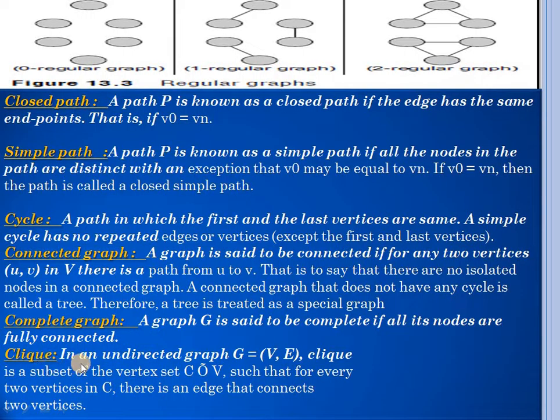Then clique. In an undirected graph G(V, E), V is a set of vertices and E is a set of edges. A clique is a subset of vertices C such that for every two vertices in C there is an edge that connects the two vertices.